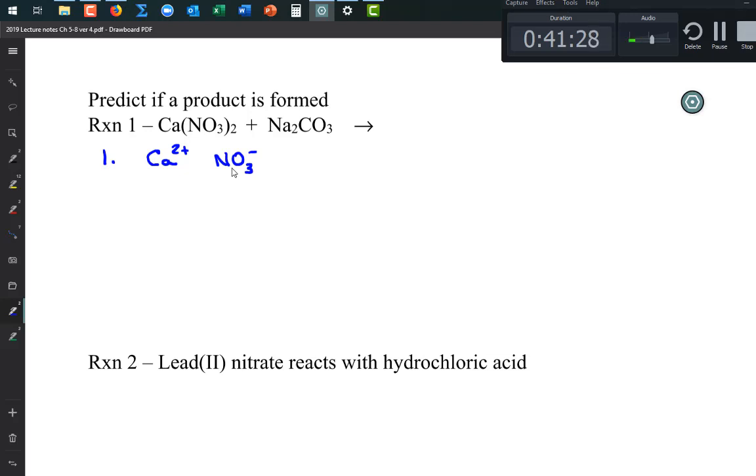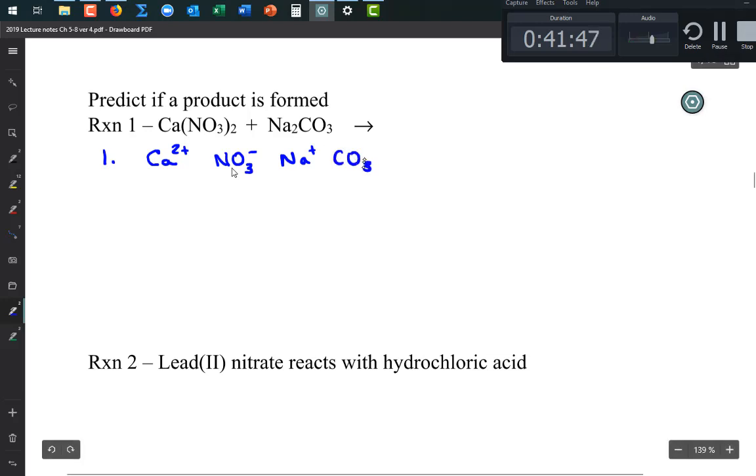All right, what's sodium ion's charge? +1, so it's Na+. And then I have carbonate. So carbonate is 2-. Because if the sodium is +1, and there's two of them, then it's got to be 2-.